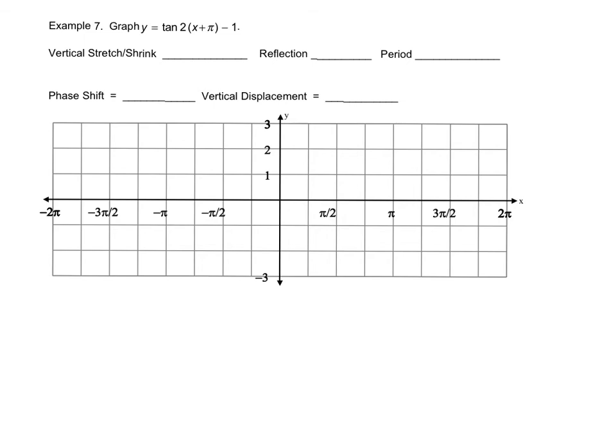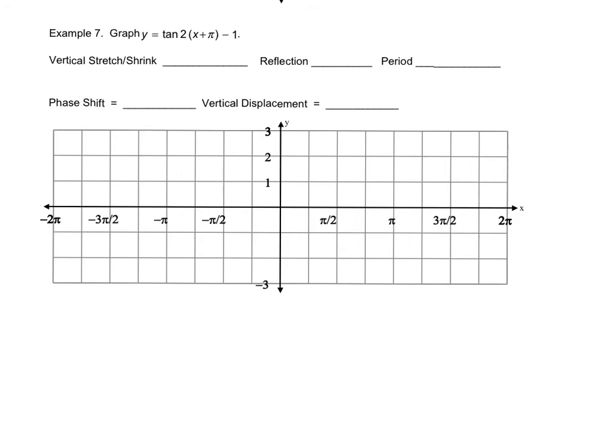So here, we do have a phase shift, and it's pi to the left, because it was minus c, so this is really a negative pi. There's no reflection. The period is now pi over 2. I do have a vertical displacement, but there's no vertical stretch or shrink, so there's none there.